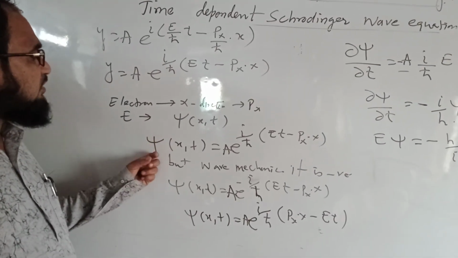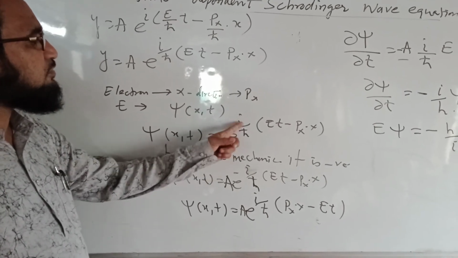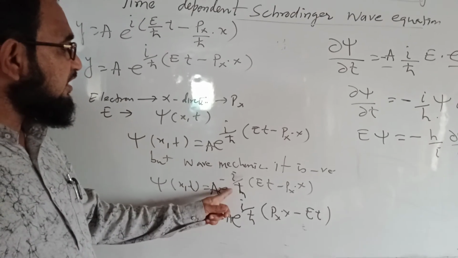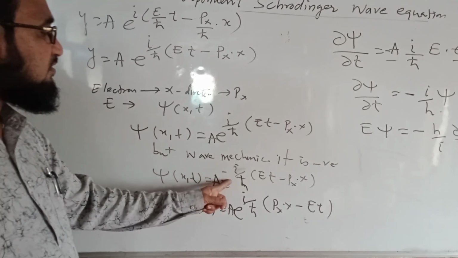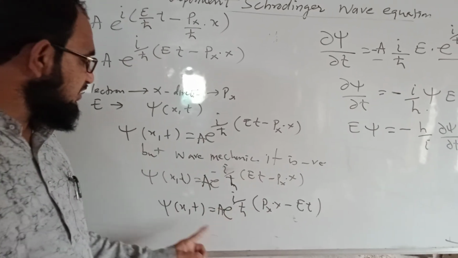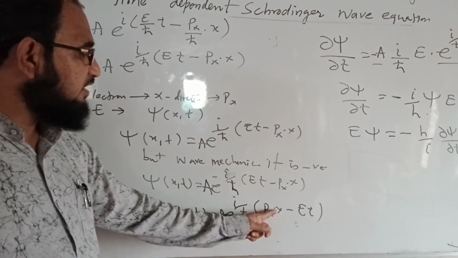So we are having the wave equation psi(x,t) is equal to a e raised to power i by h cross (Et minus px into x). So we have to put here a negative sign in the wave mechanics, and I will insert this negative sign into the bracket, and I will get here psi(x,t) is equal to a e raised to power i by h cross (px into x minus Et).